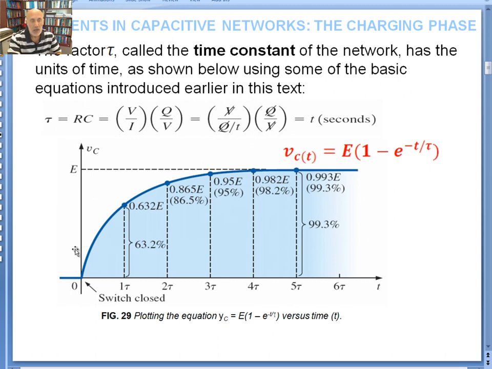The smaller the time constant, the faster the capacitor is going to charge up. The shorter the time constant is, the faster it charges. There are two different components that control the time constant. How fast or how slow you want to charge up is controlled by the RC product.